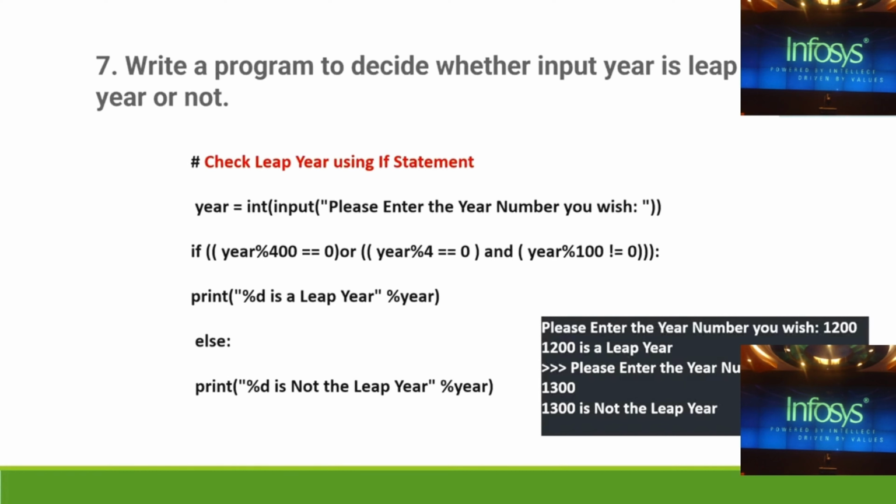The seventh question is: write a program to decide whether an input year is a leap year or not. So you can see, please enter the year. Okay, I'm entering 1200. So 1200 is a leap year. Now I'm entering 1300. 1300 is not a leap year. So that's it for the seventh question.